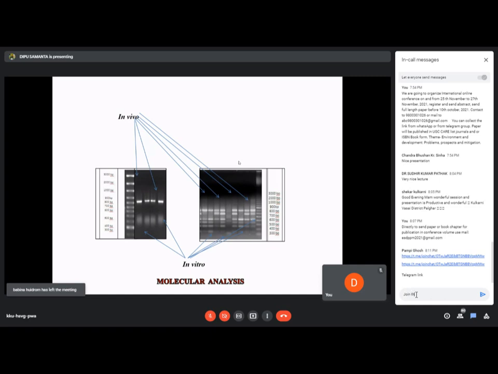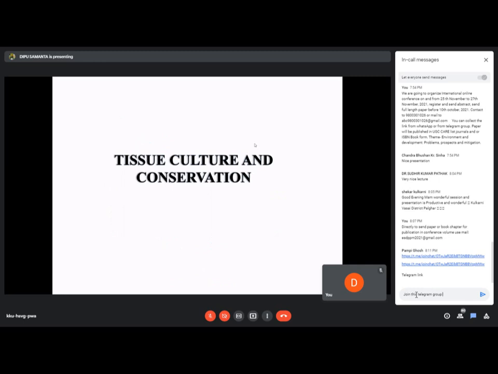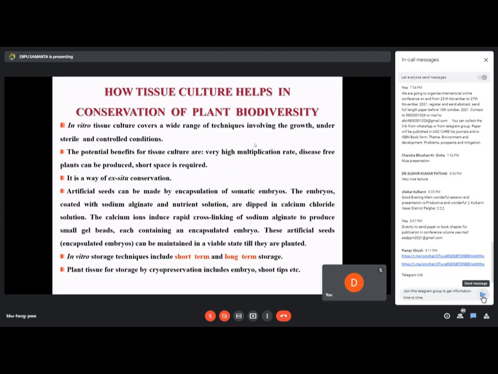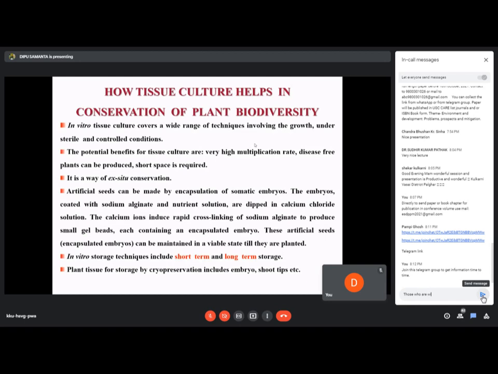Now, coming to the last part of my presentation today, that is tissue culture and conservation. Now I will talk about how tissue culture helps in the conservation of plant diversity. In vitro tissue culture covers a wide range of techniques involving growth under sterile and controlled conditions. The potential benefits of tissue culture are a very high multiplication rate, and disease-free plants can be produced within a short space and short time. It is a way of ex situ conservation also.